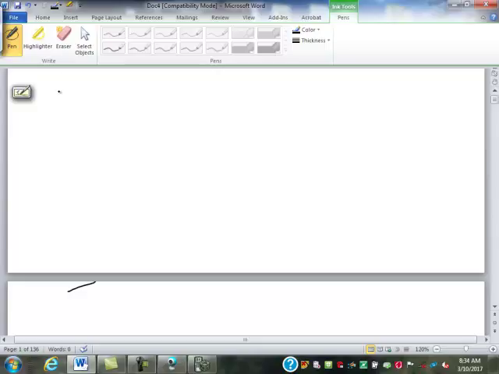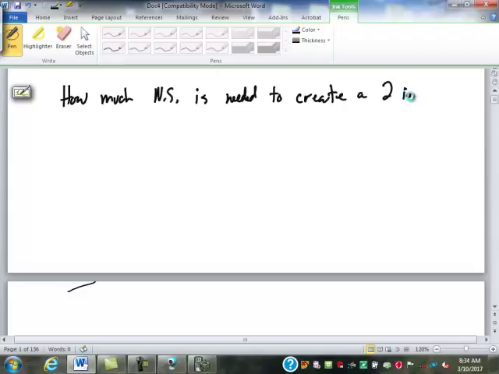Some little pieces. Let's say how much NS is needed to create a 2 in 7 dilution with 40 milliliters of serum.